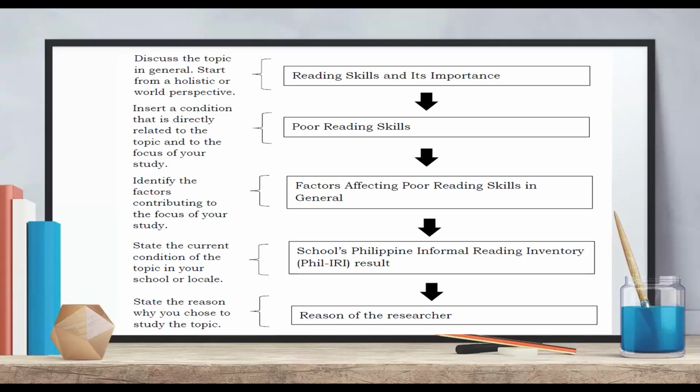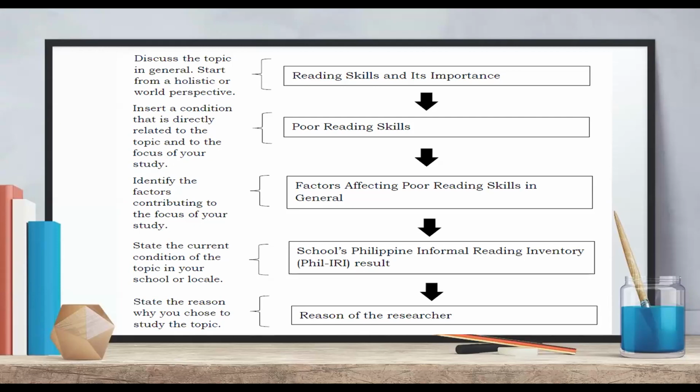So after the general, you insert the condition, and then after the condition, what are the factors of these poor reading skills? After you have identified the factors, you now state the current condition of the topic in your school or locale. So meaning, where are you going to conduct your study?